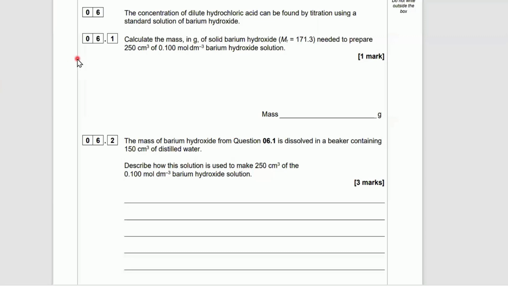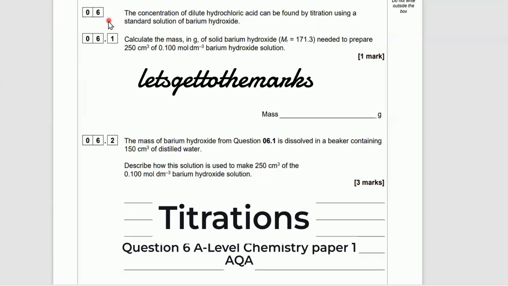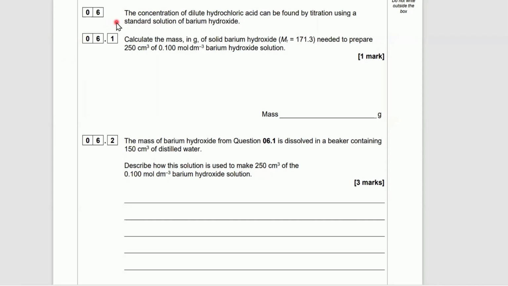Okay, we're going to take a look at question 6. The concentration of dilute hydrochloric acid can be found by titration using a standard solution of barium hydroxide. 6.1. Calculate the mass in grams of solid barium hydroxide, MR of 171.3, needed to prepare 250 cm³ of 0.1 mole per dm³ barium hydroxide solution. This is worth 1 mark, and they want the answer in grams.